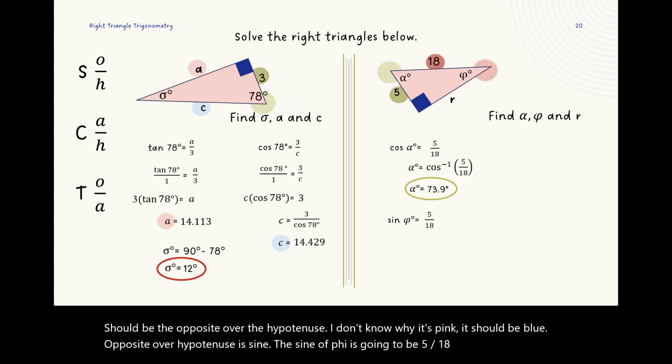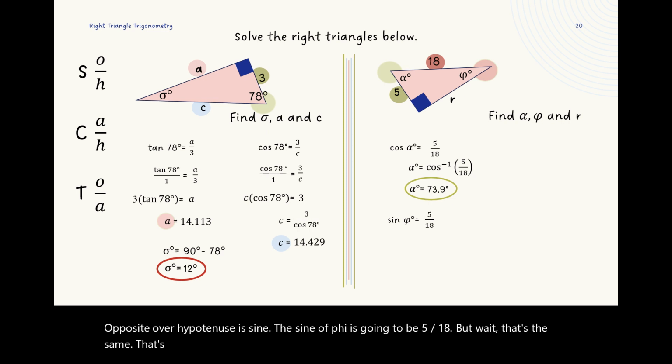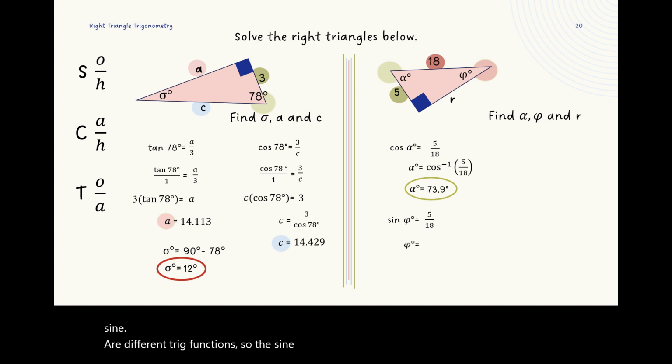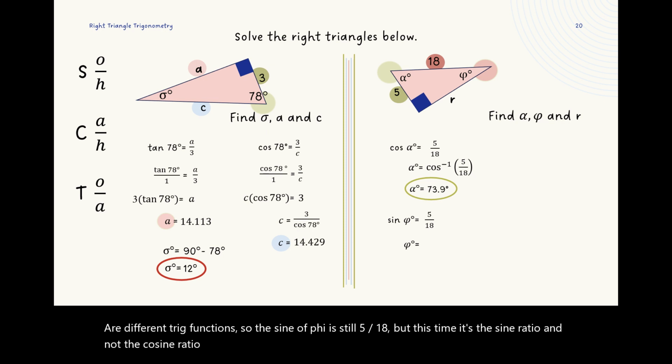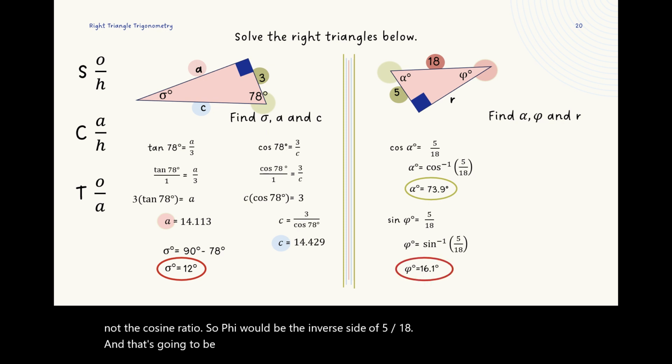But wait, that's the same. That's okay that it's the same because we're using a different trig function. Cosine and sine are different trig functions. So the sine of phi is still 5 over 18, but this time it's the sine ratio and not the cosine ratio. So phi would be the inverse sine of 5 over 18, and that's going to be 16.1.